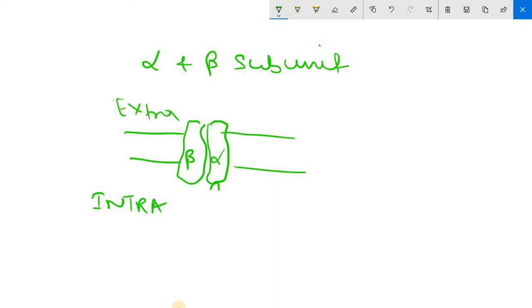Intracellularly, it has 3 binding sites for sodium and 1 binding site for ATP. So the alpha subunit has intracellular binding sites for 3 sodium plus and an ATP molecule, whereas on the extracellular portion, it has binding sites for 2 K plus. So this is the basic structure of the sodium potassium ATPase.